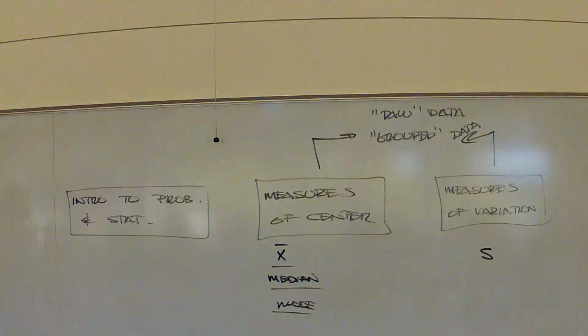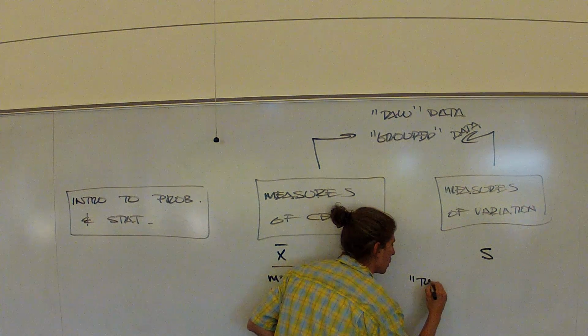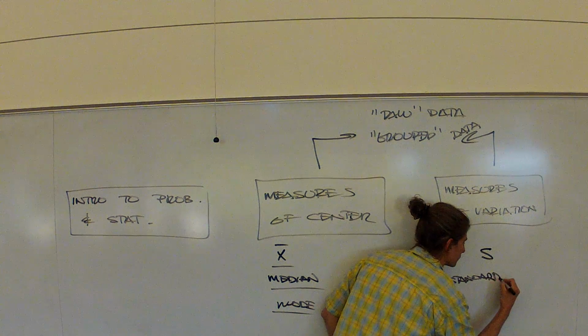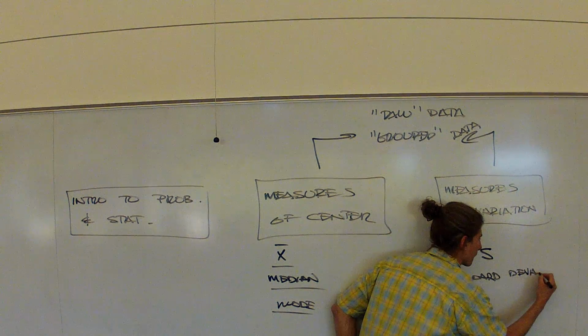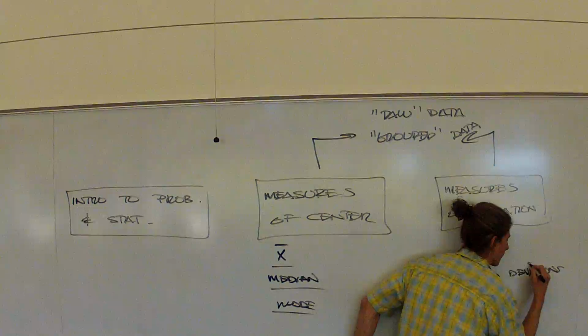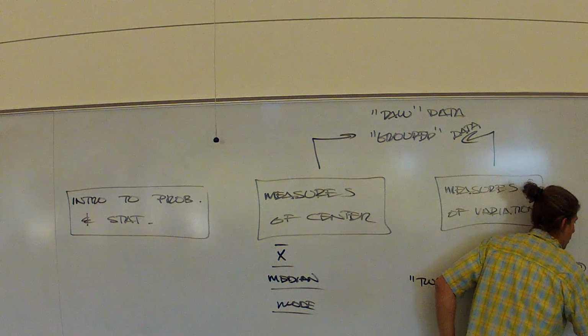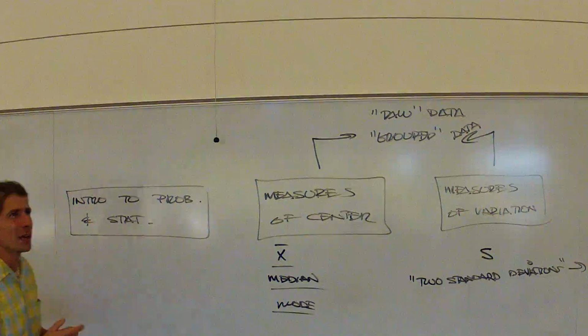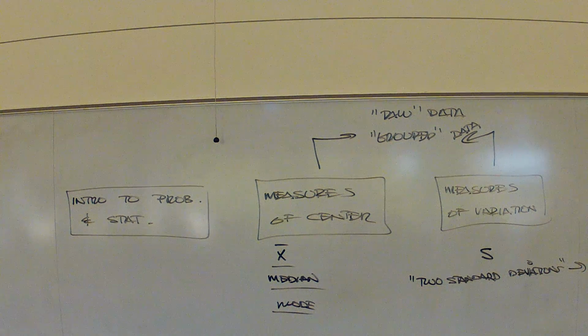But what 2 standard deviations means, right? When we say 2 standard deviations, just know it means x bar plus or minus 2s. And I might even put that on there. I may even put that definition on the exam. Just make sure you can calculate it.